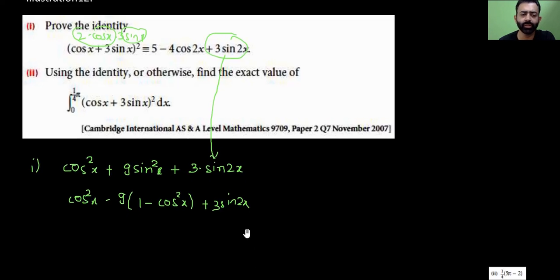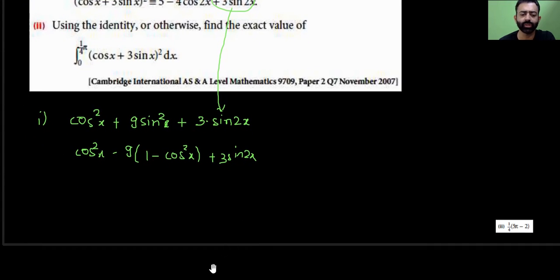You can use either, or you can convert this cos square x into sin square x and then apply the formula of cos 2x, which involves just sin square x. Okay, I'm using the first formula, which is cos 2x is equal to twice cos square x minus 1. So I'm converting these cos square x and sin square x into just cos square x.